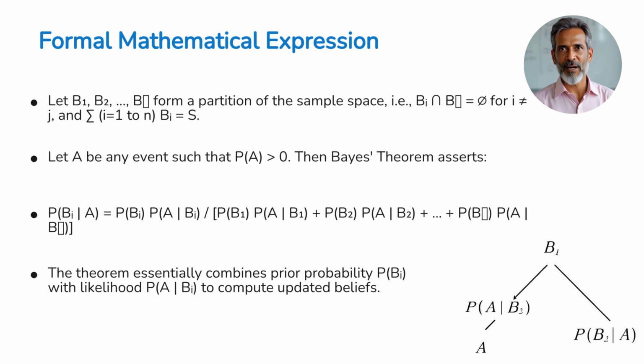Picture a tree diagram now, where one set of branches represents the events B1 through Bn, your hypotheses. And from each branch, further branches represent the possible outcomes of event A given those hypotheses. The tree ends with the posterior probabilities computed by Bayes' formula. Excellent. This clear structure lets us apply Bayes' theorem systematically.